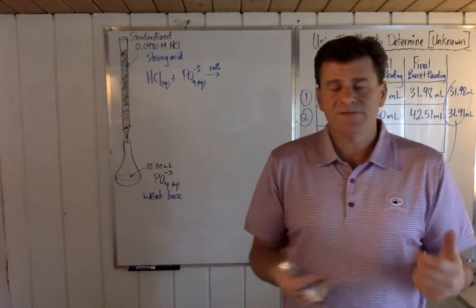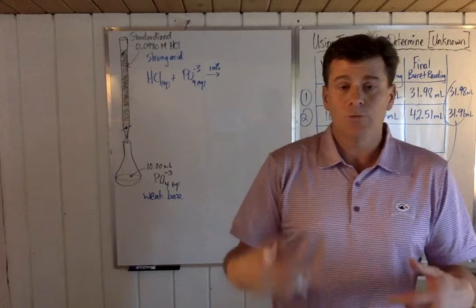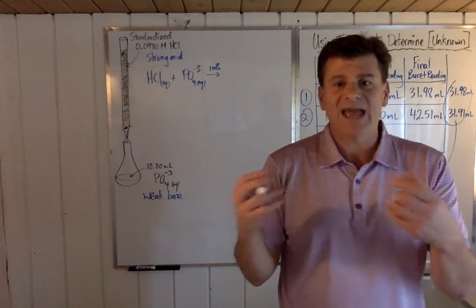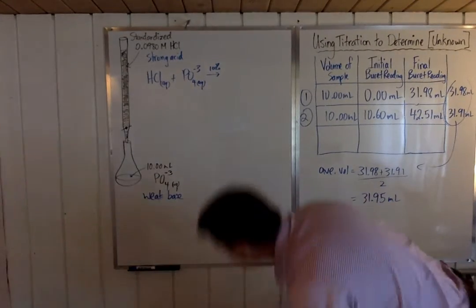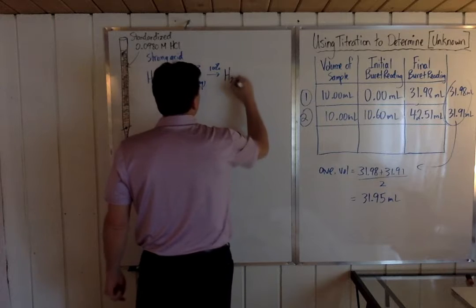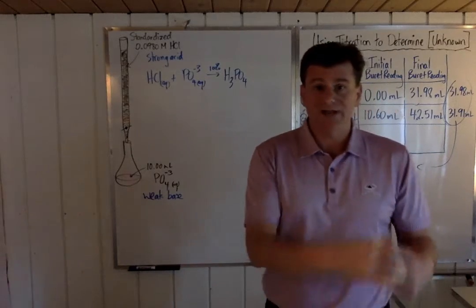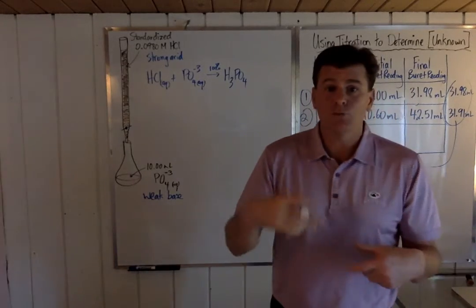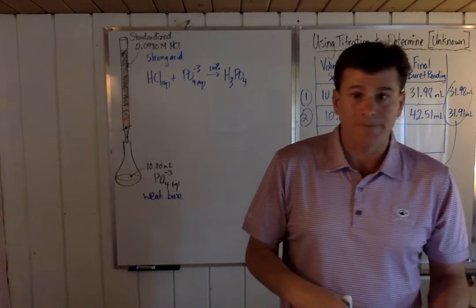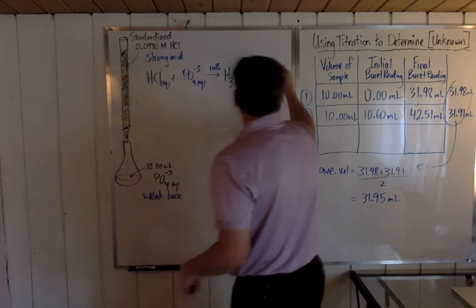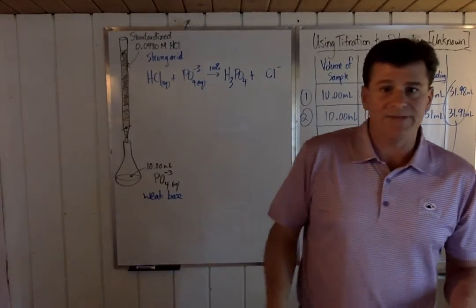Which means the equivalence point will be reached when the PO4 negative 3 has every one of its negative charges filled up with an H, which means it forms H3PO4. So it's a charge of negative 3, it has room for 3 H's, the titration will continue until you get those 3 H's on it, and that's when your final endpoint will occur. Plus Cl minus.